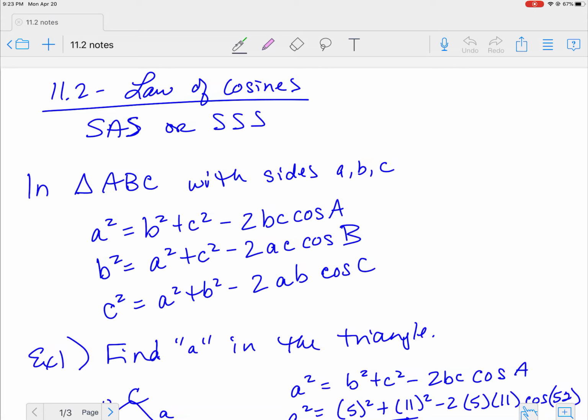Okay, so we talked about law of sines because it had the matchup, right? The side and the angle are matched up. Now for law of cosines, we don't have any sides and angles that match up. That's the key here.